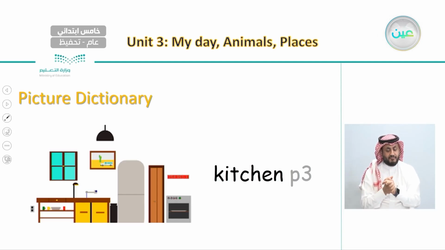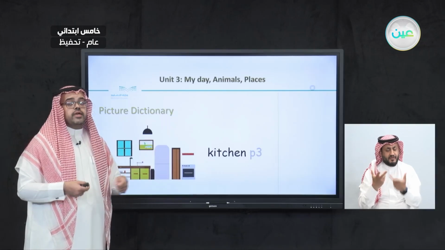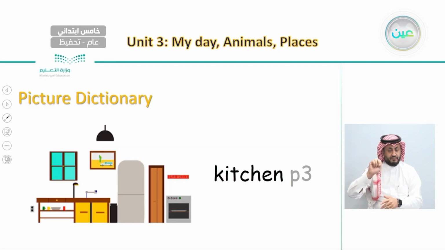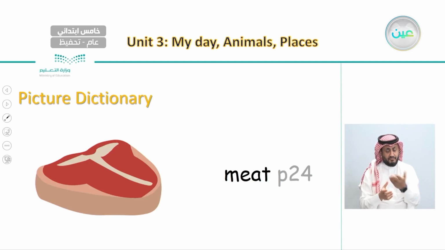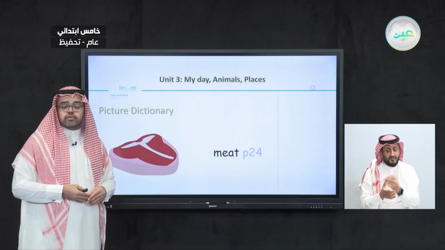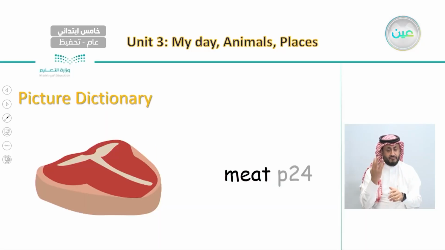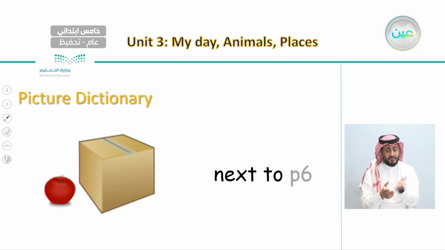After this, another room we learned is the kitchen, where we can make food and also drink and store all our food. That can be seen on page 3. Also, we did talk about meat, which is a kind of food we usually have on big occasions, that can be seen on page 24. And after this, we had another preposition, which is next to. As you can see here, the ball is next to the box. And this preposition can be seen on page 6.